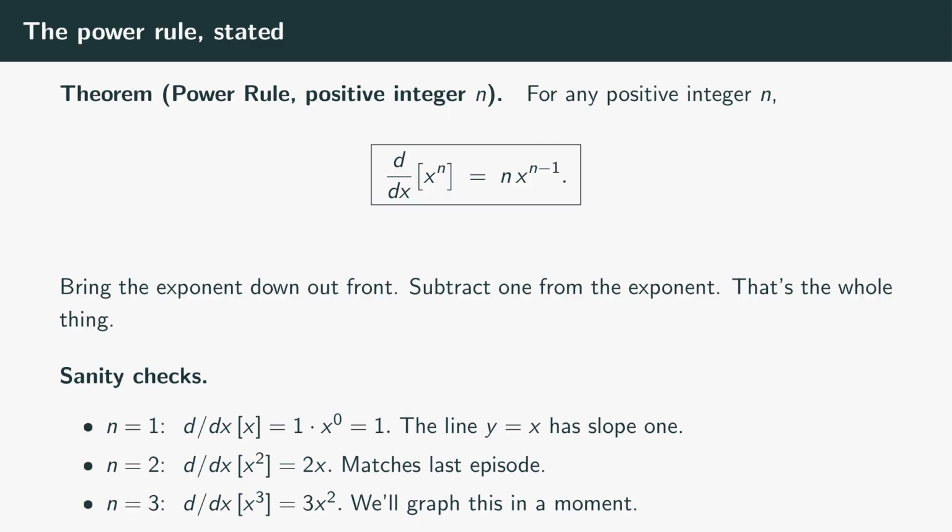Here it is. For any positive integer n, the derivative of x to the n is n times x to the n minus 1. In words, bring the exponent down to the front as a multiplier, then subtract 1 from the exponent. That's the entire rule.